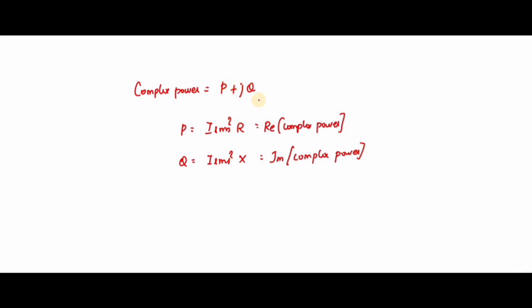So I can write it as so. If I take the magnitude of the complex power, I will get root of P square plus Q square. Let me term this complex power as capital S. So if it is capital S, it is root of P square plus Q square. So I can draw the diagram like this.